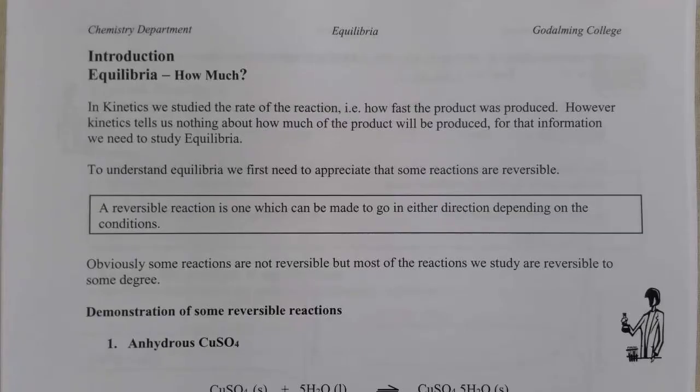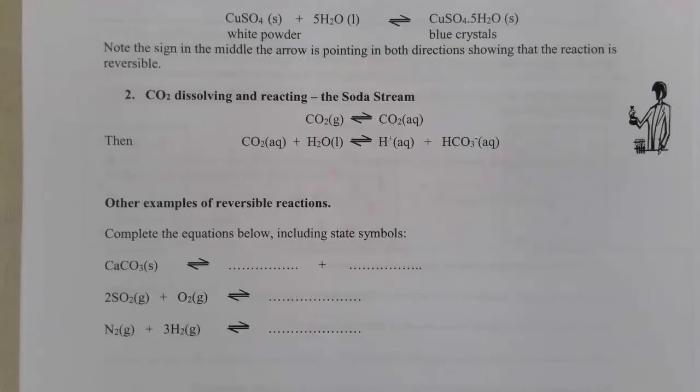I'm going to go through the theory. In the class we'll be going through the practicals, so I'm going to skip out those pages. So the first thing we need to appreciate is that some reactions are reversible. A reversible reaction is one that can be made to go in either direction, forwards or backwards, depending on the conditions. So you've seen this first reaction before.